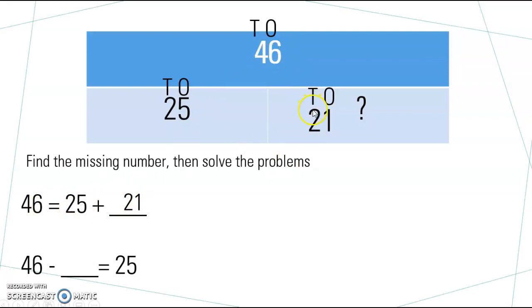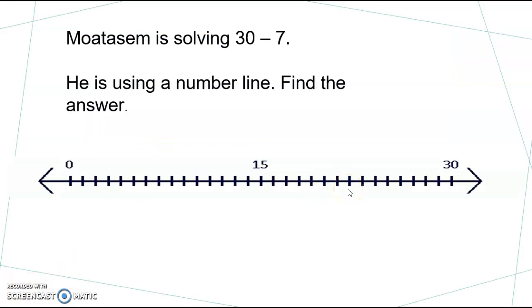46 take away 21 equals 25. Again, it looks very similar to the part whole model, but just in a bar. The final sort of question we're going to be looking at is using a number line to solve both addition and subtraction, but we're really focusing this time on subtraction.